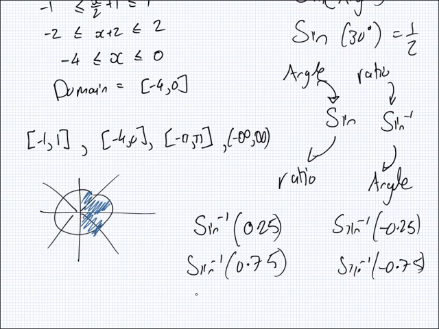Yeah? And if you type in sine inverse minus 0.75, I think you'll also get a negative acute angle. So what quadrants is sine inverse returning to you? Not just positive, but negative up to 90. So in other words, positive and negative acute angles.